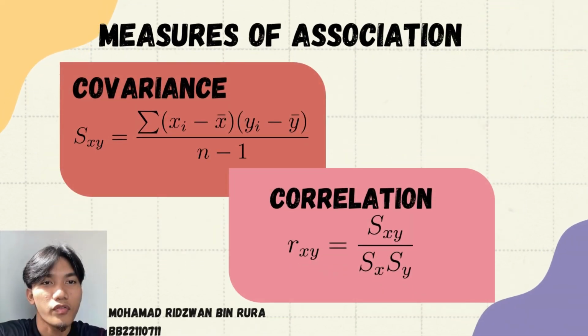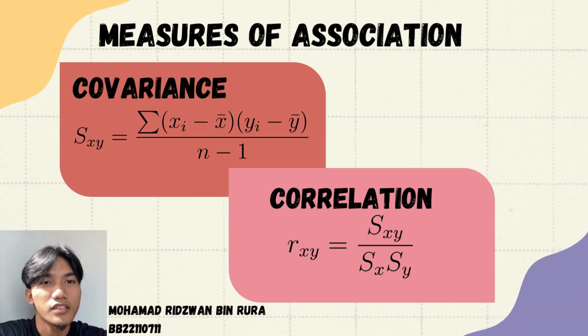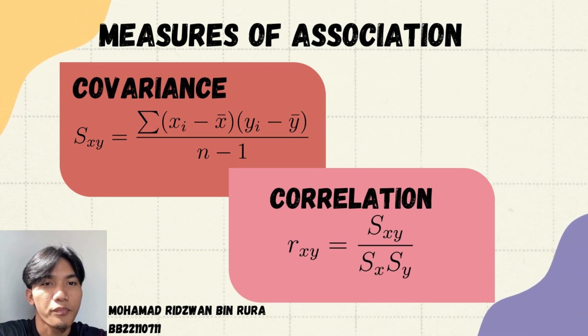For part 5, the question is to calculate and interpret measures of association between the two metrics. There are two types of association, which are covariance and correlation. The formula for covariance is Sxy equals the sum of (xi minus x mean) multiplied by (yi minus y mean), divided by n minus 1. And the formula for correlation is rxy equals covariance divided by the standard deviation of x multiplied by the standard deviation of y.